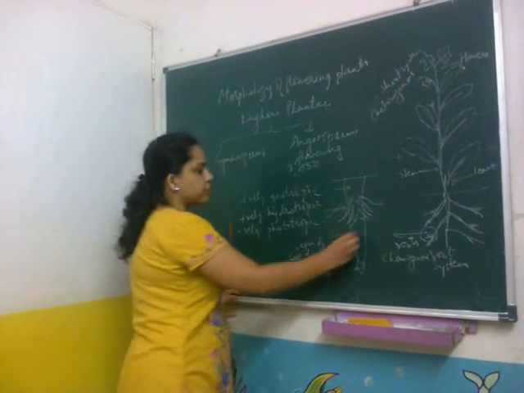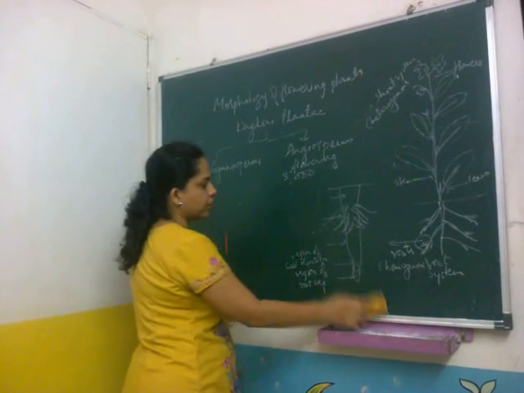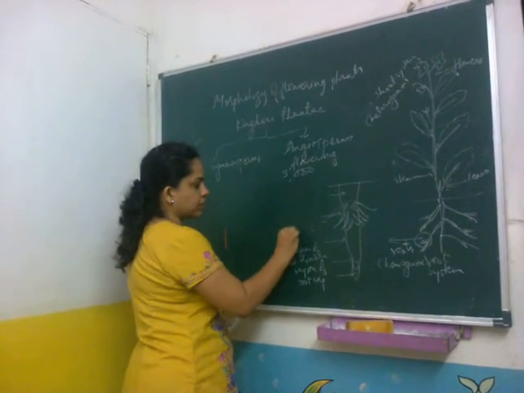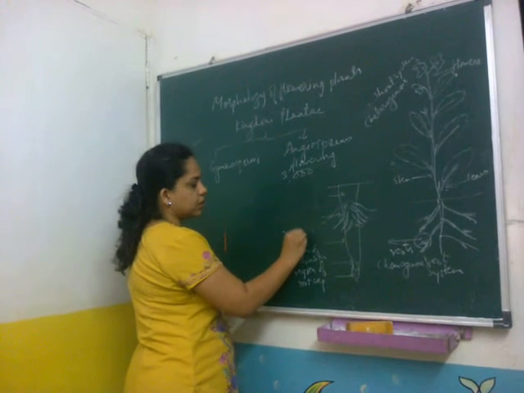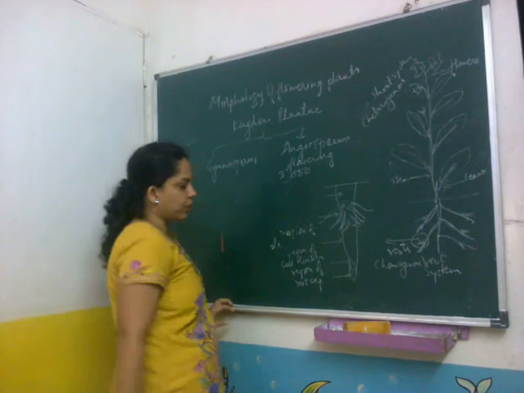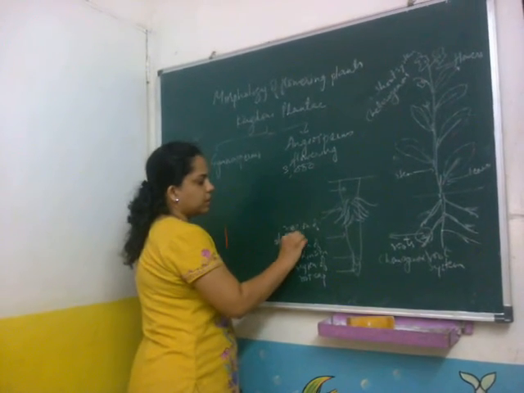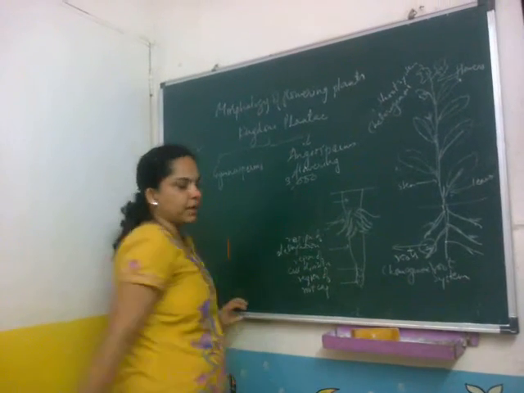Then we have the third part, called the region of elongation. This region will help to expand the root further, or in other words, increase its length. Here the cells elongate very rapidly.